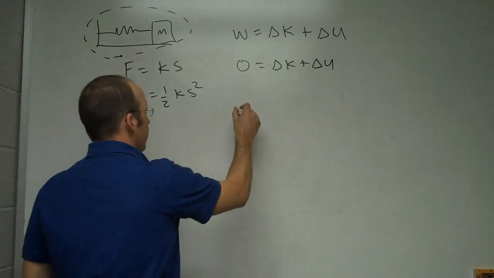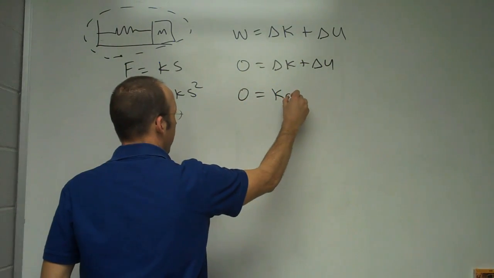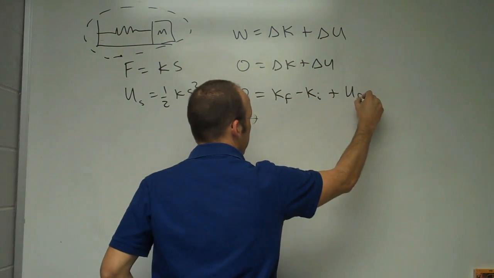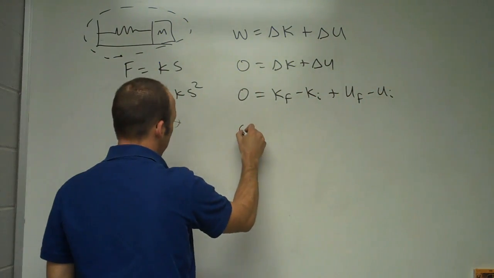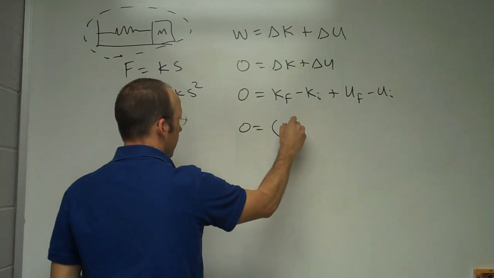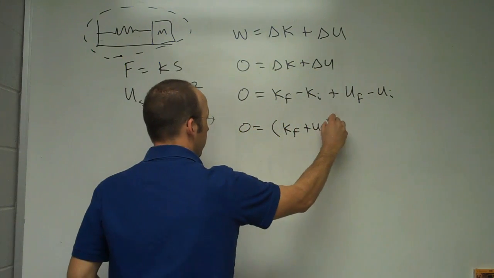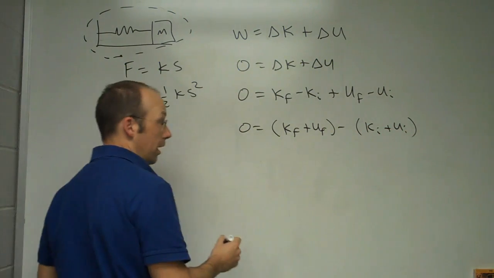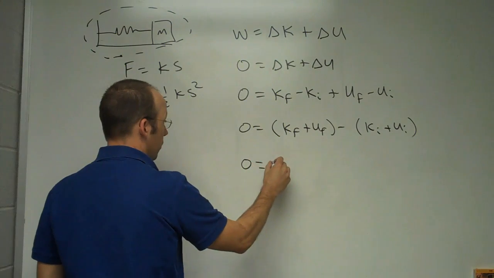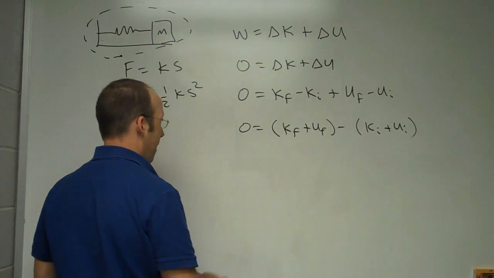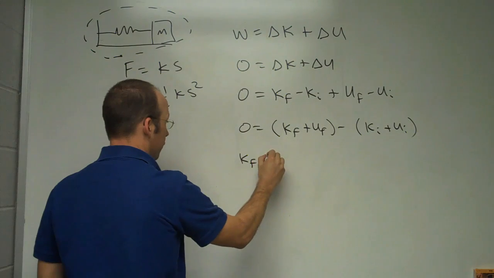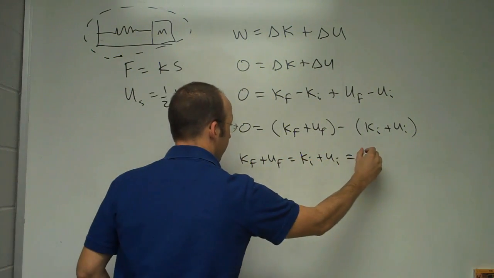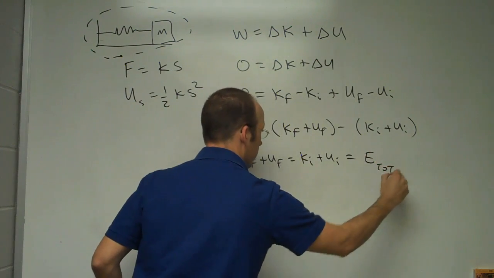So I could rewrite that as 0 equals K final minus K initial plus U final minus U initial. Or I could write it as 0 equals K final plus U final minus K initial plus U initial, which I could then write as K final plus U final equals K initial plus U initial equals some constant E total.